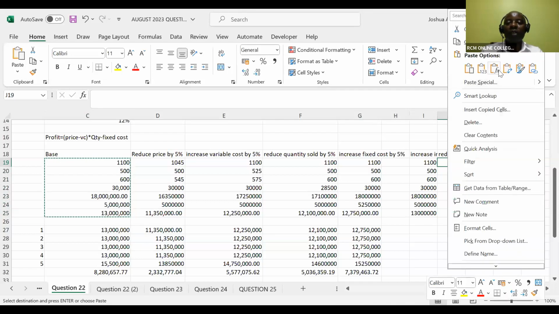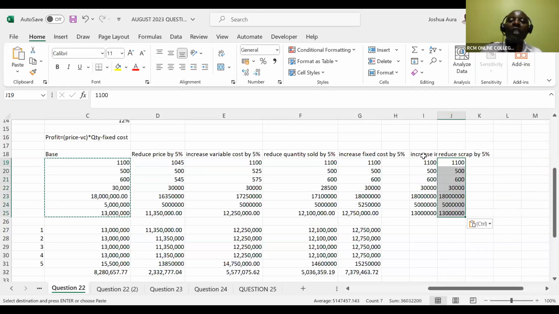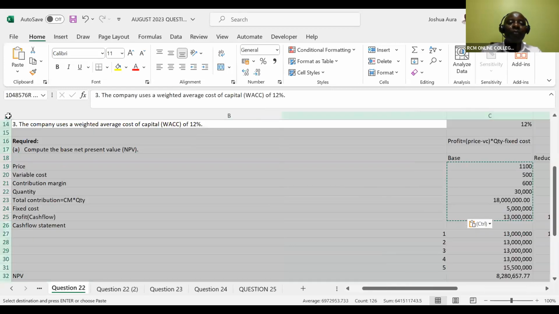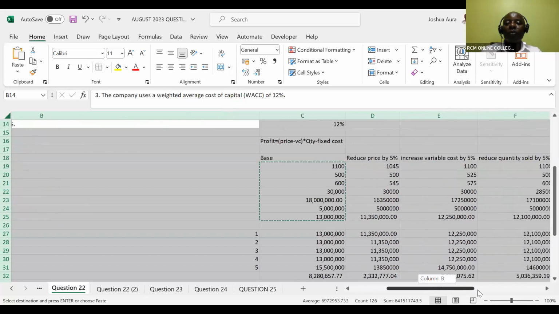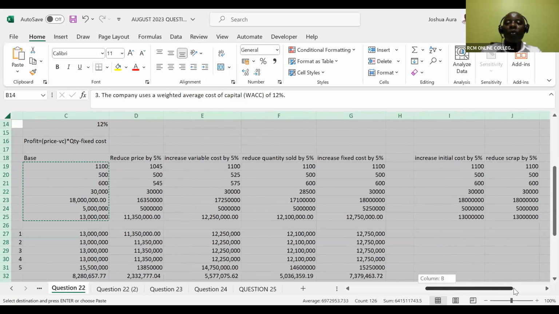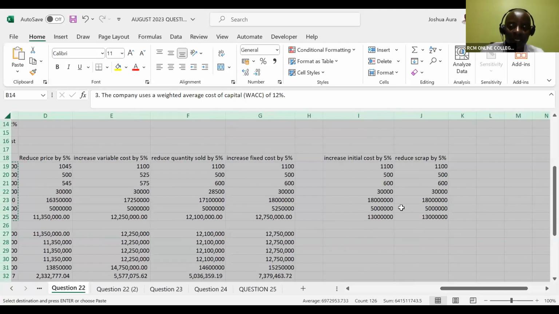We come back to this. Right click like that. Ladies and gentlemen, once I've done that, then I'll remember here I was required to increase the initial cost by 5%. So initial cost, I know where it is. I've got no problem with it. What I'll do, I'll simply come here.